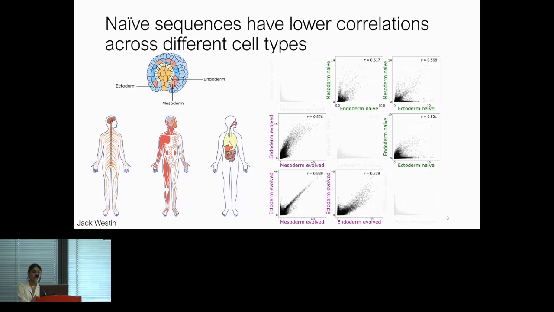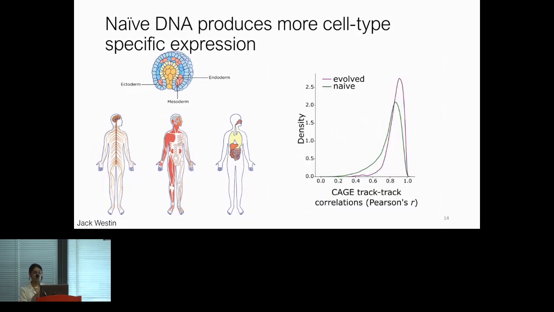Now, instead of looking at this with just 3 different tracks, we can look at this across about 800 CAGE tracks from Informer. And what we did here is we calculated the track-to-track correlation for these CAGE tracks across all these different cell types. And what we see in the purple is that evolved correlations, and again, the green is the naive. And we see that the evolved correlations are shifted a little bit to the left, which is telling us the naive DNA yet again has produced this more cell type specific expression than evolved DNA, which again really brings us back to the original question: is using cell type specificity a good marker for function?